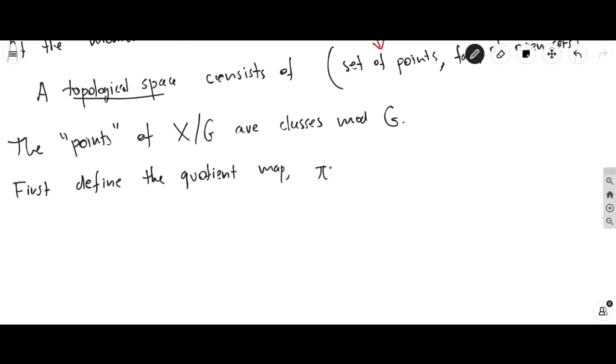And we're going to use our favorite letter, pi. So this is going to be the map from X to X mod G. So how is it defined? It's defined in the obvious way.